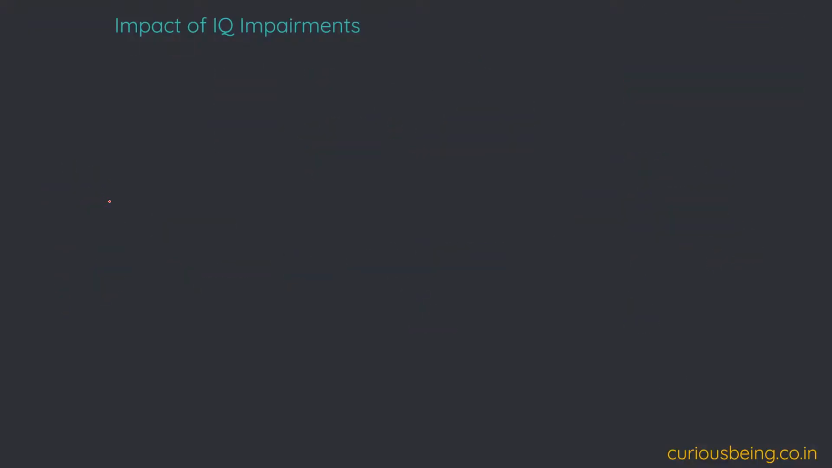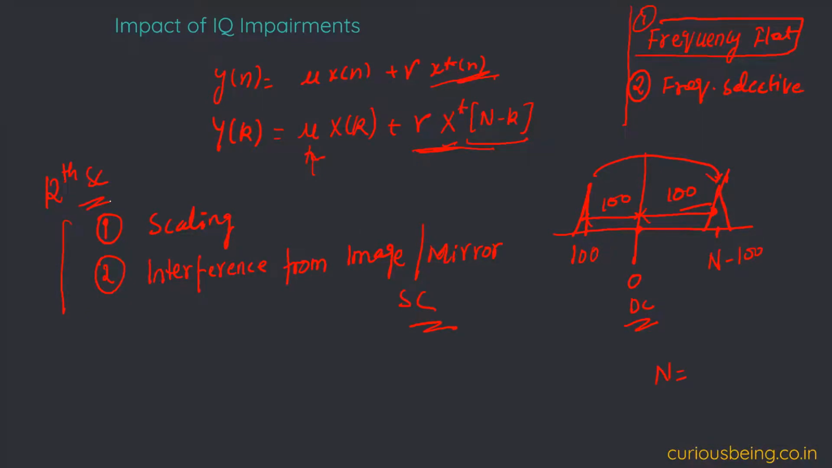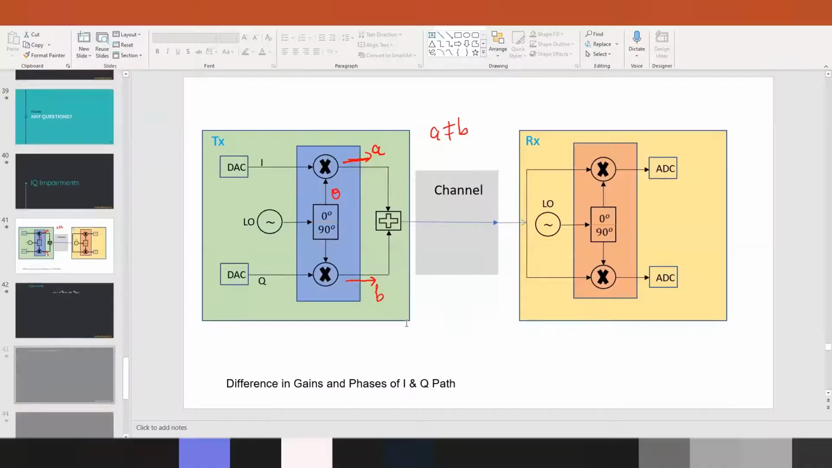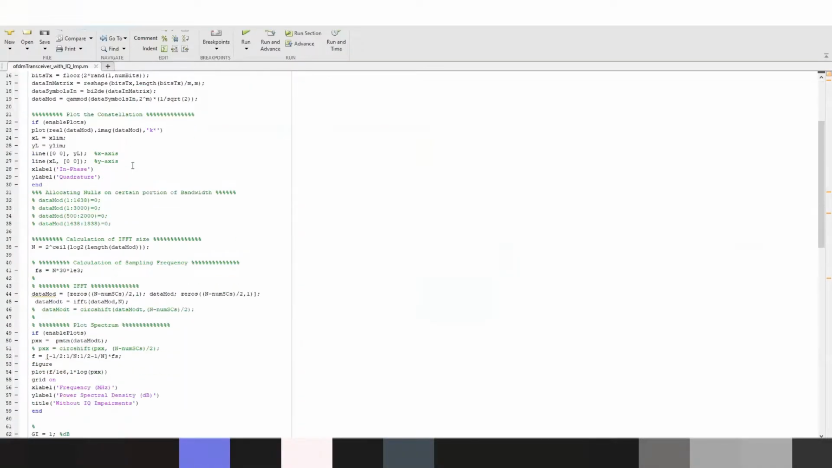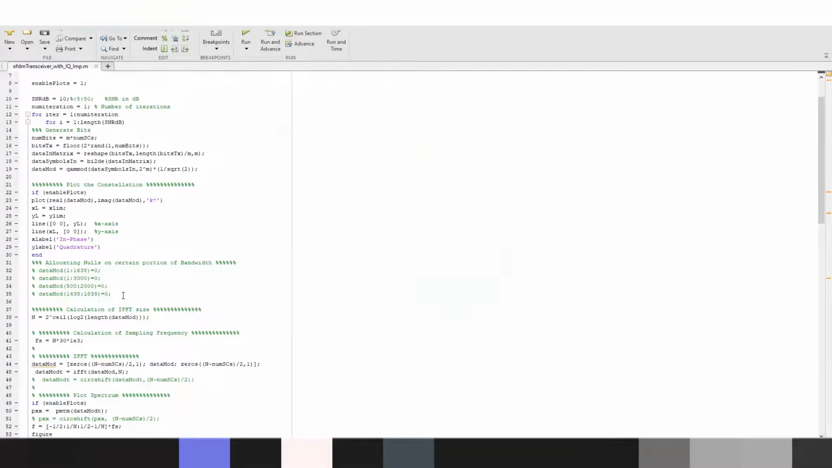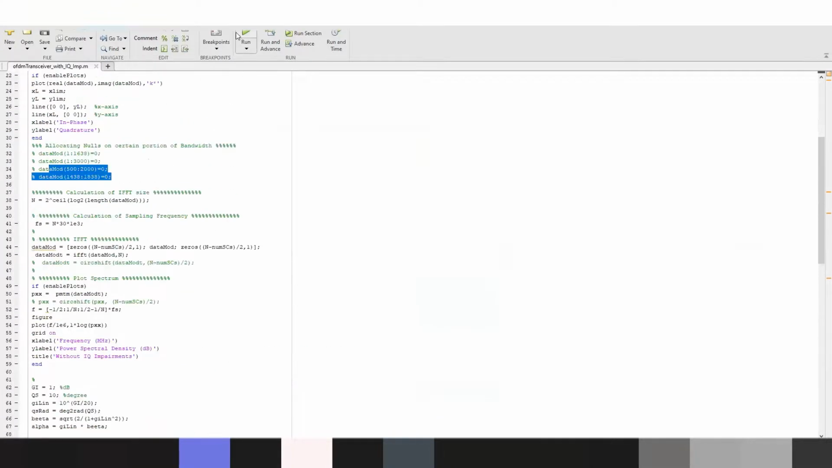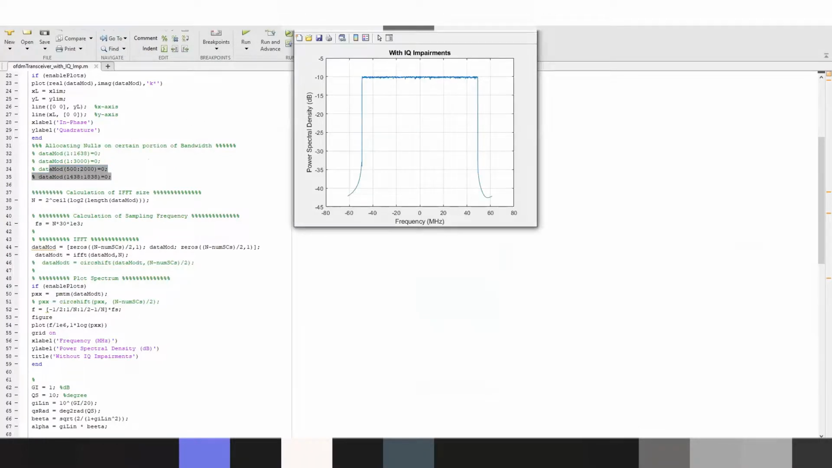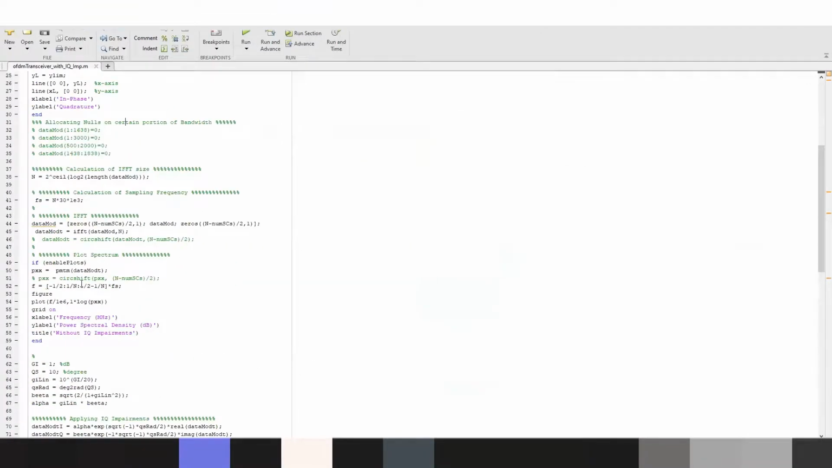In this particular case, I have not included its estimation technique, but what I included is a small MATLAB code to show you how we can see the impact on its mirror or image frequency. Okay, so let's run it. This is just an OFDM symbol for 100 megahertz, 30 kilohertz subcarrier spacing, and it is QPSK modulated.